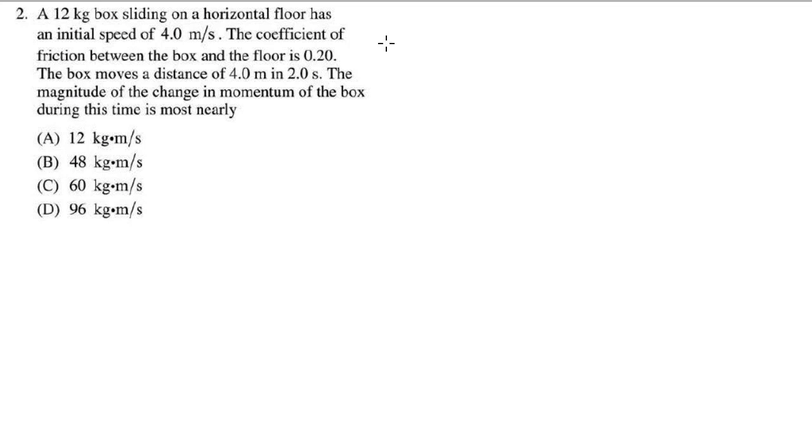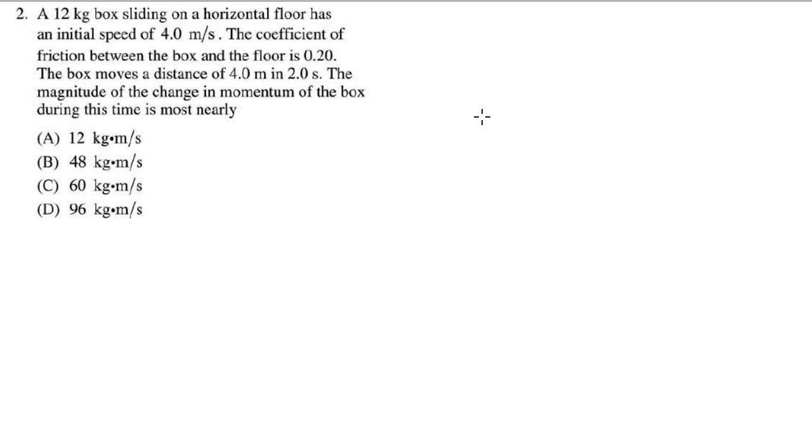Here, a 12 kilogram box sliding on a horizontal floor has an initial speed of 4 meters per second. The coefficient of friction is 0.2. The box moves a distance of 4 meters in 2 seconds. Then it asks, what is the magnitude of the change of momentum of the box during this time?